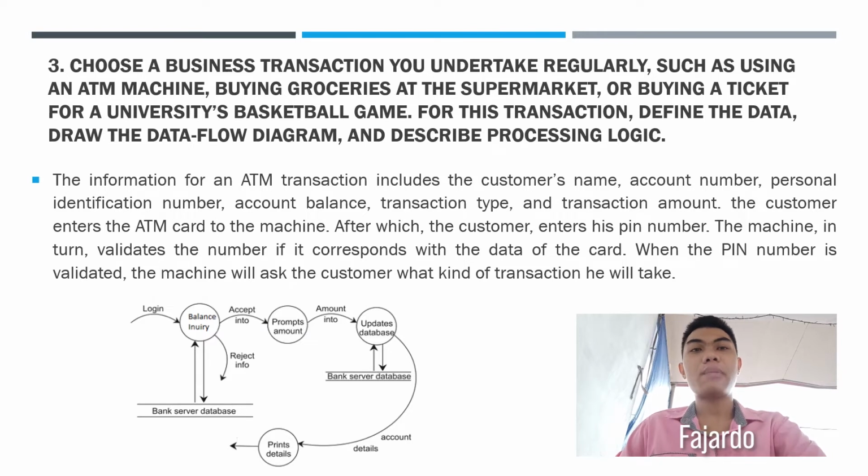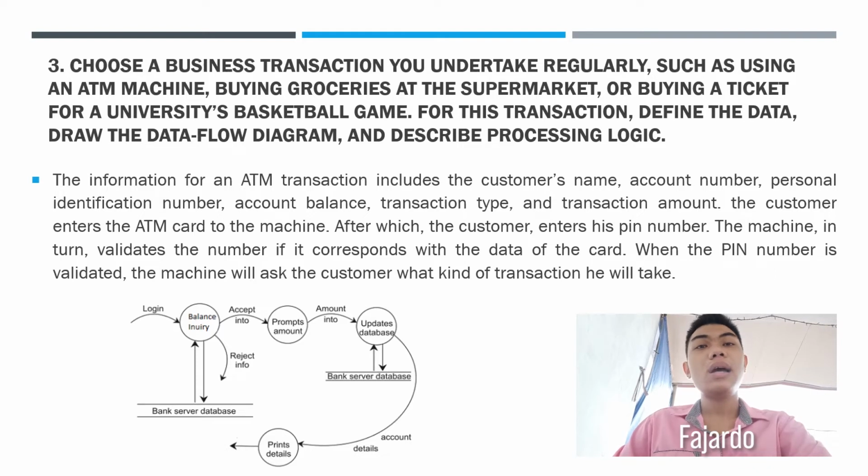So here's problem number 3. Choose a business transaction you undertake regularly, such as using an ATM machine, buying groceries at the supermarket, or buying a ticket for a university basketball game. For this transaction, define the data, draw the data flow diagram, and describe the processing logic.